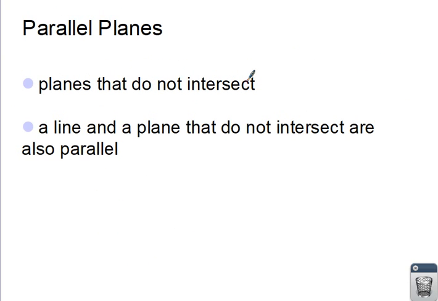Alright, then we have parallel planes. These are planes that do not intersect. So picture in a room, these are walls that are opposite each other. They should be parallel. That's why your house stays up so well. Alright, you can also have a line and a plane that do not intersect that are parallel. Because the line would be on a plane that is parallel to the other plane.